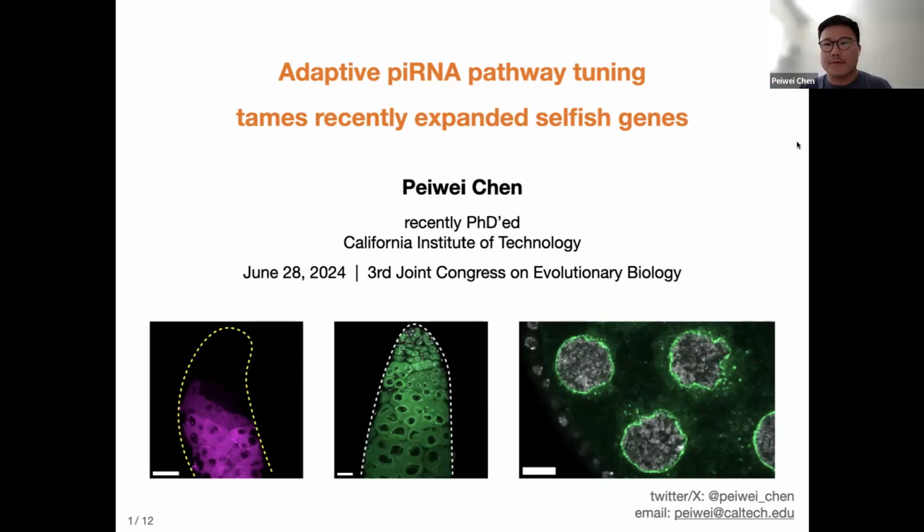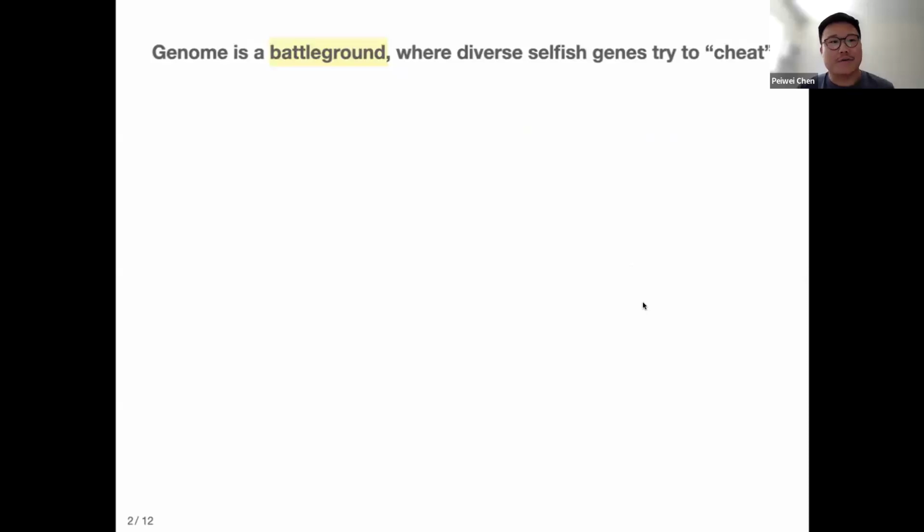Cool. Hello, everyone. My name is Pei Wei Chen. I just got my PhD 2 weeks ago from Caltech, so yay. I'm excited to be here today to tell you some of my more recent unpublished graduate work, and I hope you'll like it. I think many of us here know that the genome is the battleground where different types of selfish genes compete for inheritance.